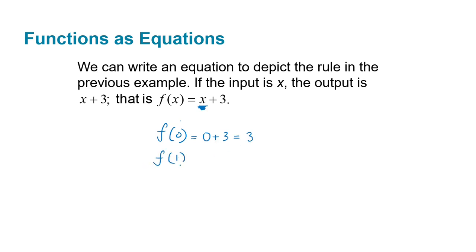f of 1 means plug in a 1 into our function, replace that x with a 1. So 1 plus 3 equals 4. f of 3 means replace the x with a 3, then add 3 to it, we get 6. f of 4, again, all I have to do is replace the x with a 4, add 3 to it, and we get a 7. So you get the idea. Function notation is just another way to represent our machine. We plug in our inputs, and we get outputs from the machine or the function.